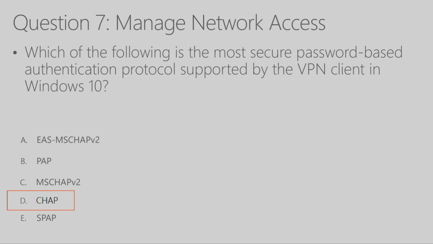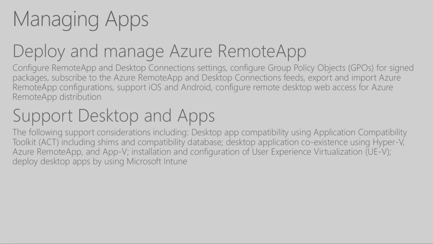It looks like it's A, but it's actually D, CHAP. It uses the password-based authentication, and it's the most secure component of that piece. It doesn't use any certificates. Use the password-based authentication protocol with the VPN client.